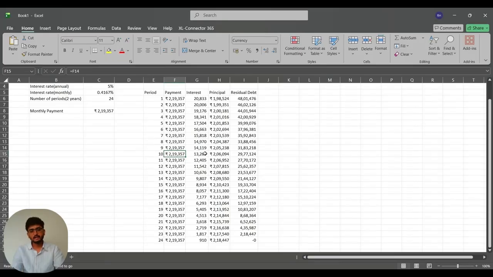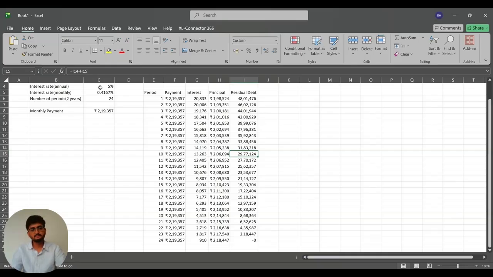2,19,357, and what was the interest rate? 0.4167%. So we are going to deduct, minus it. So that was the principal amount. Actual principal amount we are paying is 2,06,094 rupees. So last month debt minus 2,06,094 rupees, the remaining debt is 29,77,124 rupees. This is the 10th month we calculated.